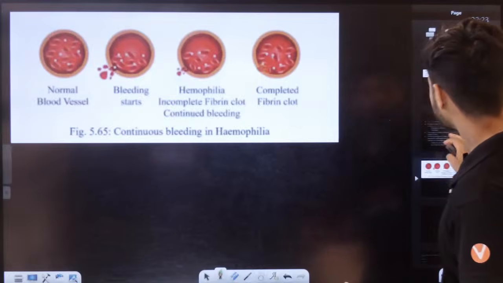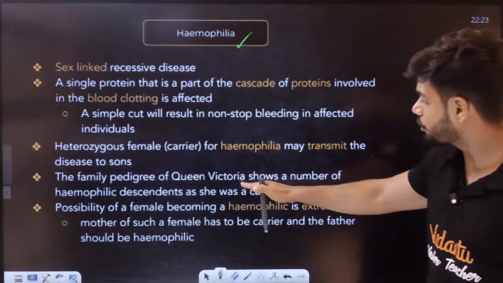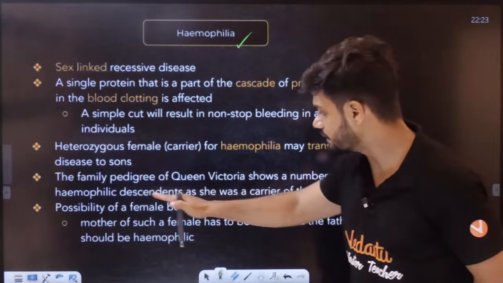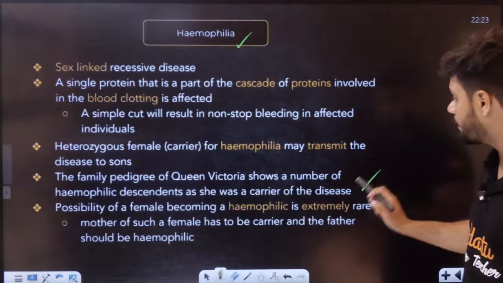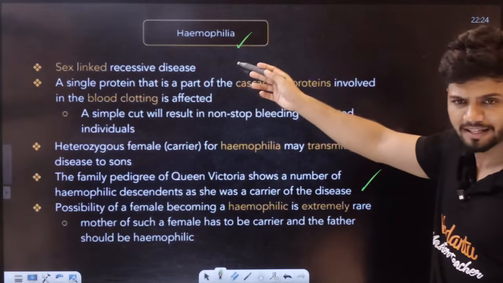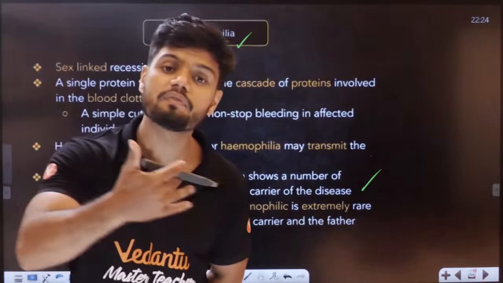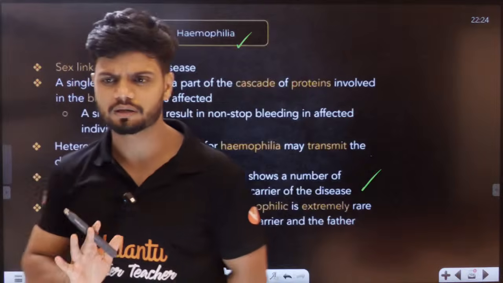Now students, here is the family pedigree of Queen Victoria showing the number of hemophilia descendants. She was a carrier for the disease. Now again, students, this is also X-linked here. Hemophilia is X-linked. Generally, males are more affected compared to females again.